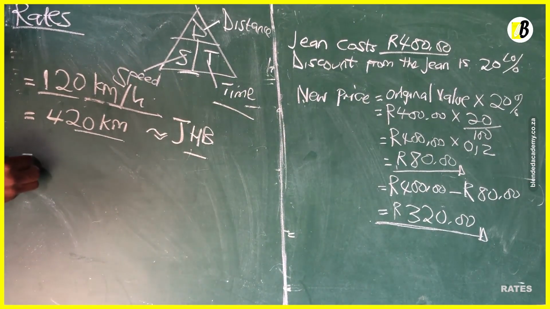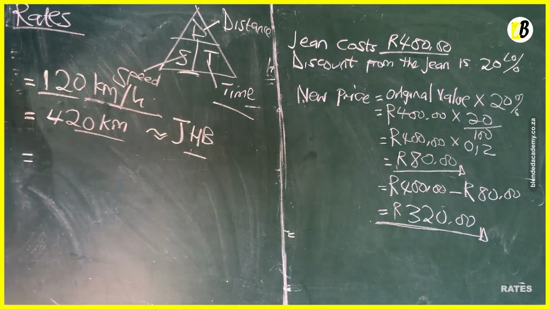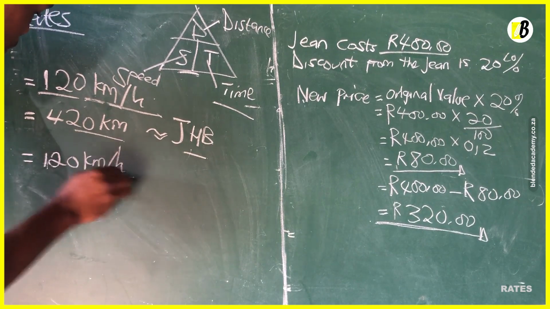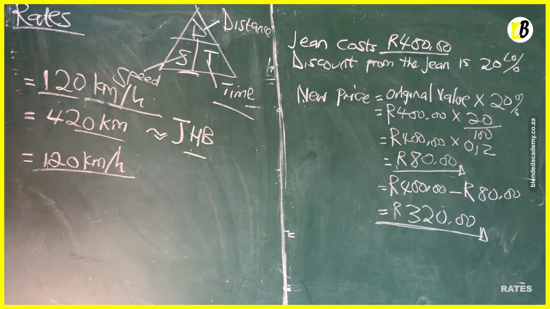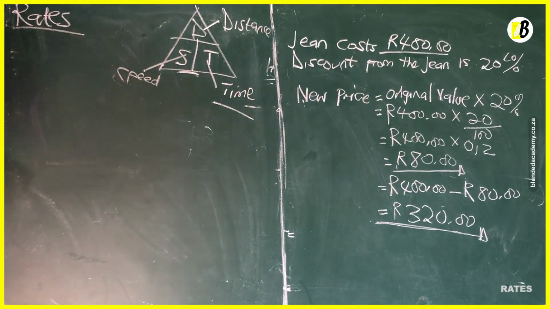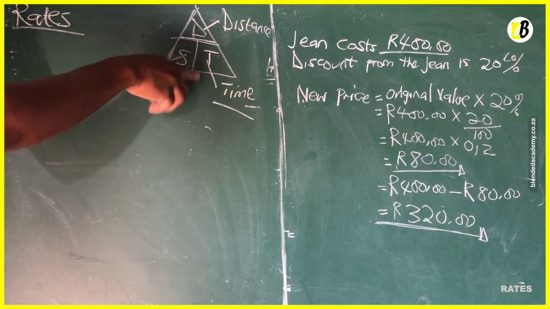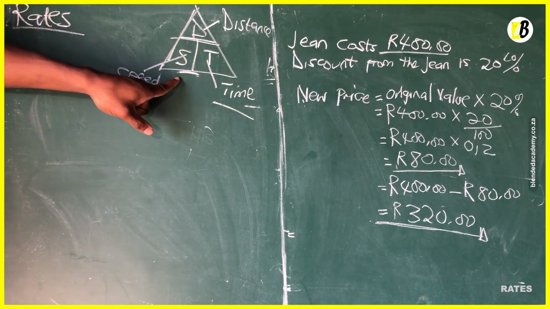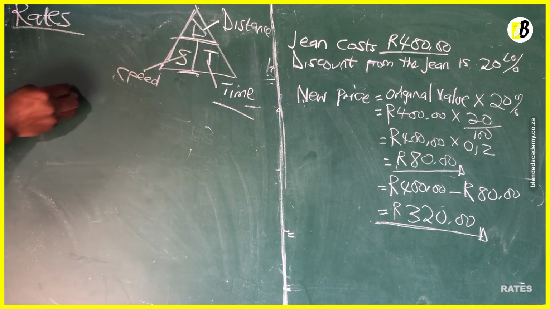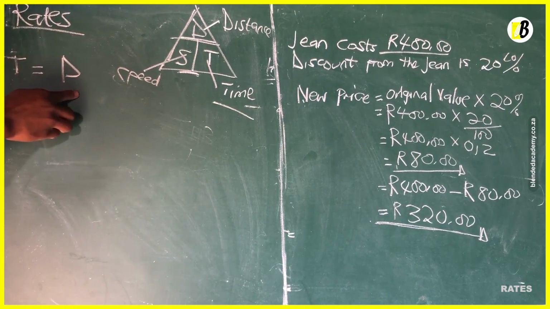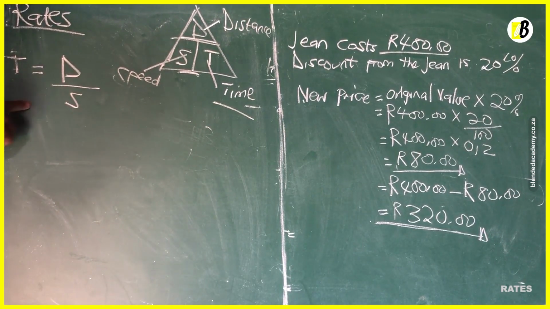So it's going to be 120, the expression is the same, kilometers per hour, divided by... let me write it like this, in the simplest form. Remember, it is D, S, T. This triangle is not just there for no reason. It serves a purpose. I will tell you why later on. This is the formula: we want to find time, so the distance divided by speed gives you time. So this is the formula.